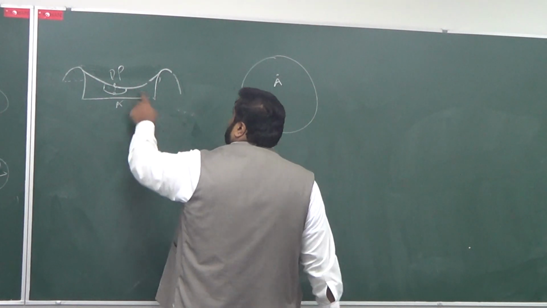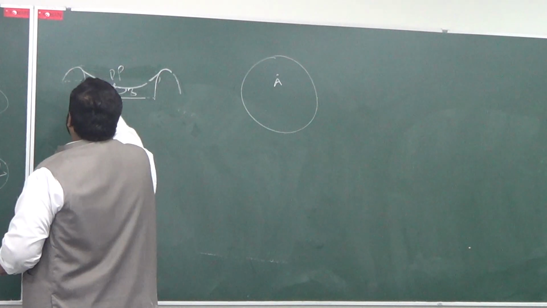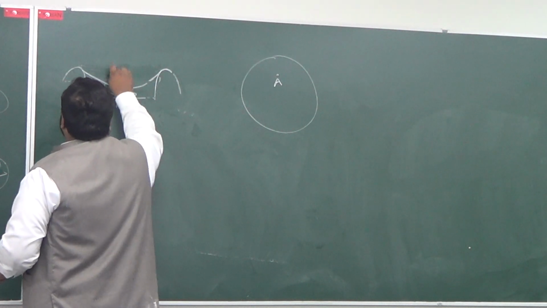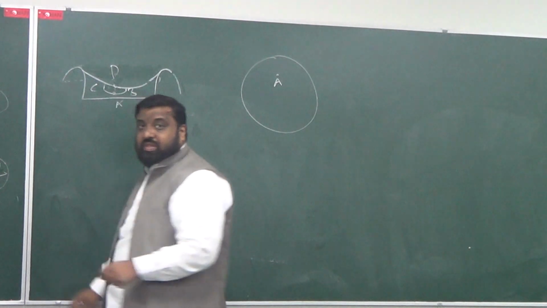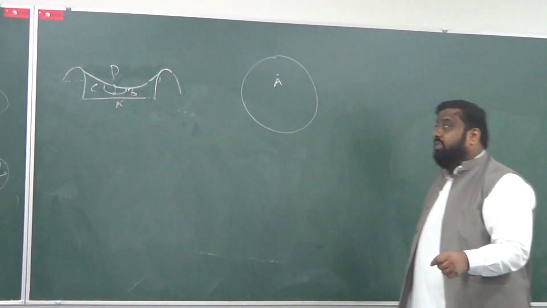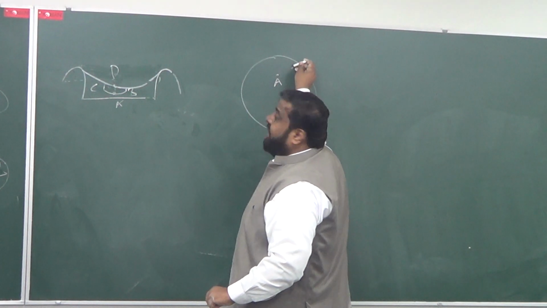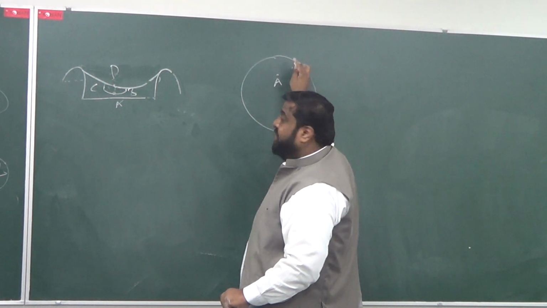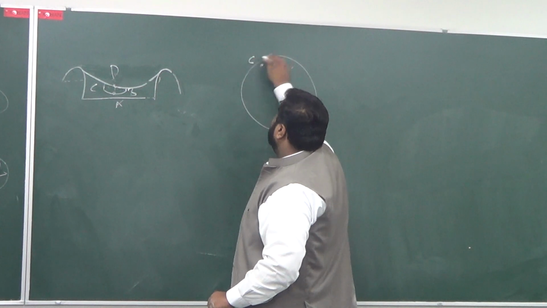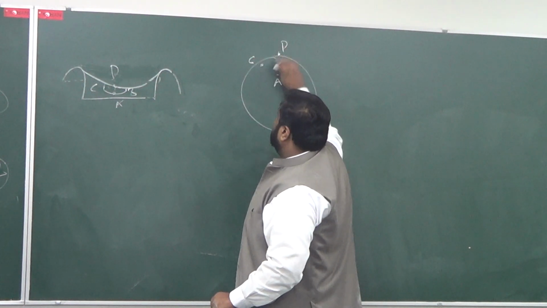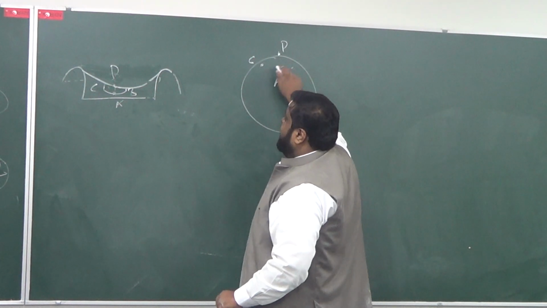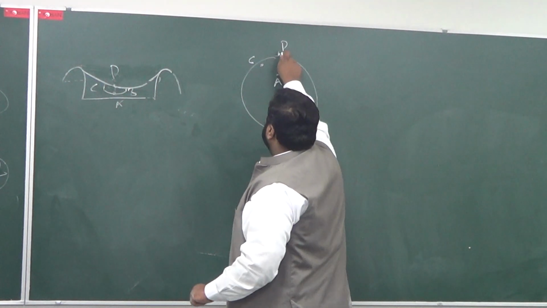How is B going to look? Maybe this is B, C, and this is point D. Are you getting the point? How is it going to look? Maybe B is somewhere here, and C is somewhere here, and D is going to be somewhere on the other side. If you map these points, you're going to get a circle.